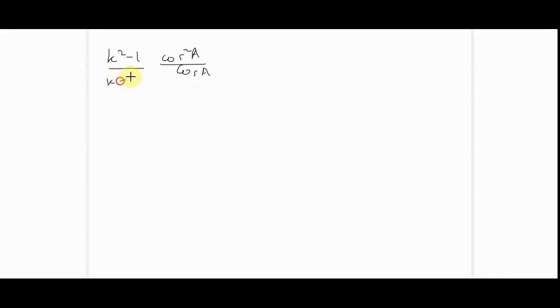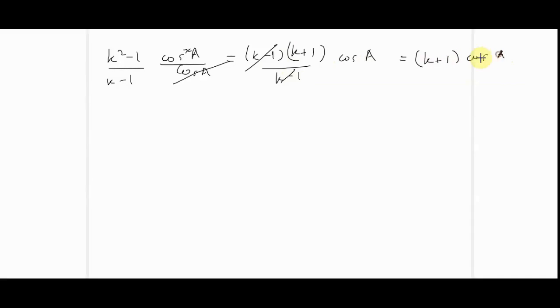Now cancel out k minus 1. K square minus 1 is k minus 1 k plus 1, and we have cos square cancel with cos alpha. One cos alpha gets cancelled, and what do we have here? This also gets cancelled, k minus 1. So in the end we have k plus 1 cos a, sorry, and the summation thing will become k plus 1 cos a.